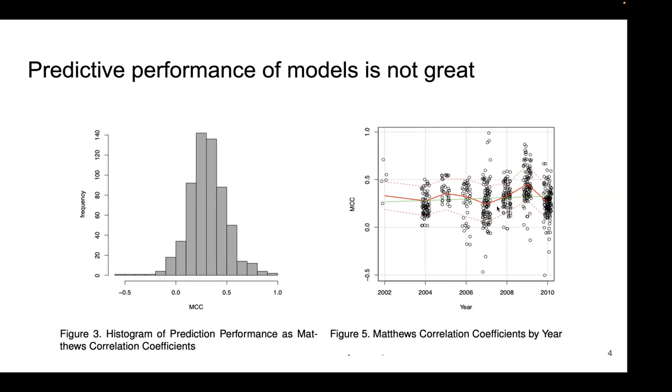So I guess the TLDR was that during this period from 2002 to 2010, software defect prediction was not a solved task, and most models were not performing very well, and the predictive performance of none of these models was super great, and it didn't improve over time, even though they expected it to.